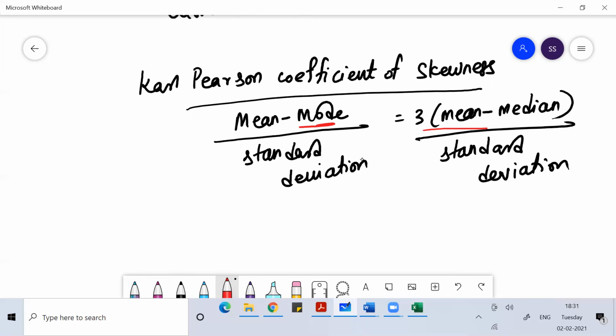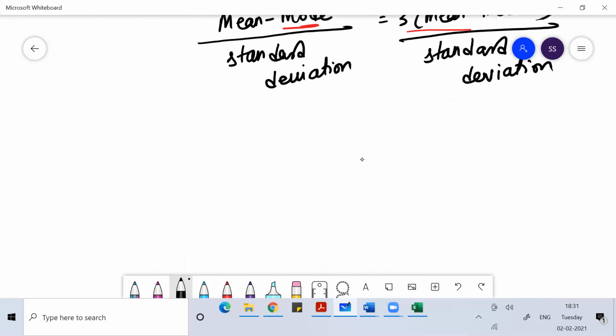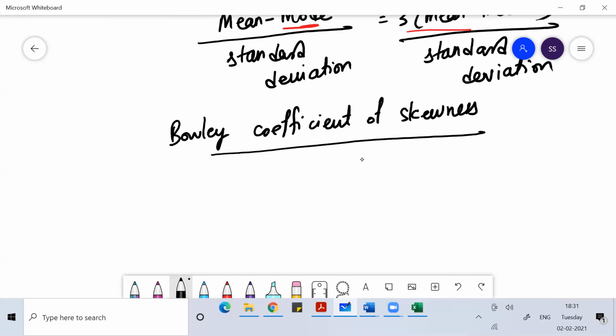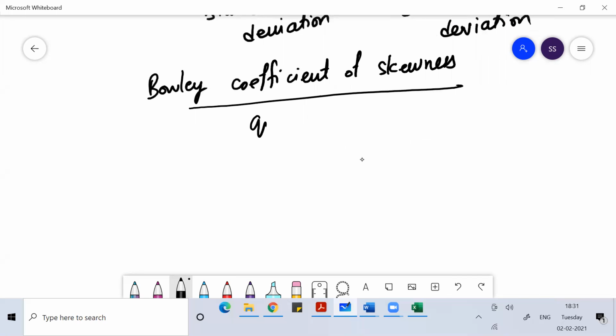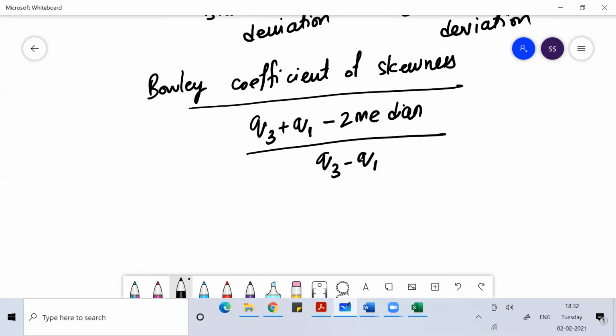Next, the Boyle coefficient of skewness. The formula for the Boyle coefficient of skewness is Q3 plus Q1 minus 2 times median, divided by Q3 minus Q1. This is the formula of the Boyle coefficient of skewness.